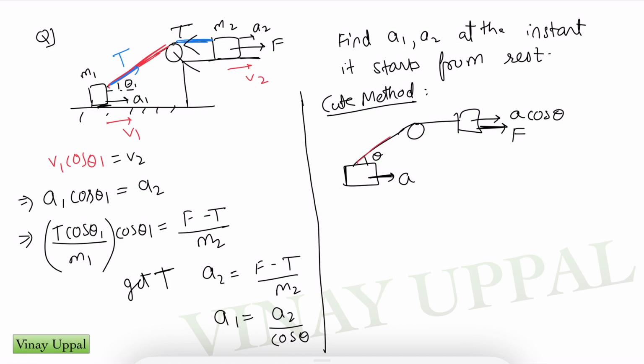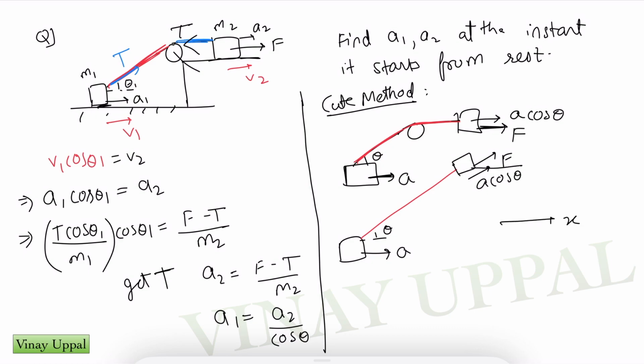Now if I just open this string and make it into a straight line, so I've basically rotated this block along with the forces. So now the force is acting this way, and the acceleration of the block is A cos theta, and this acceleration is A. So now I'm going to write the net force in the x direction. So the net force in the x direction is going to be F cos theta.